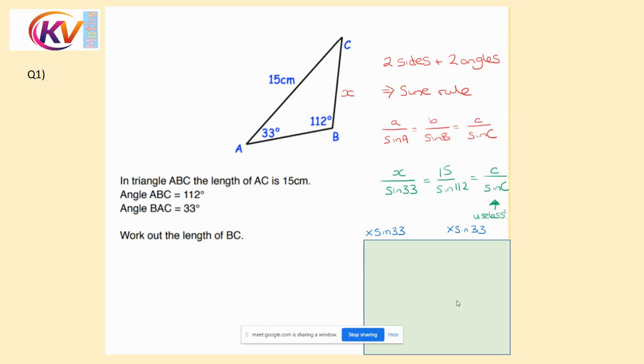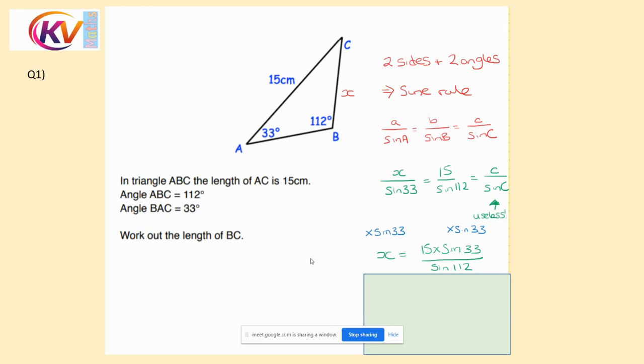So we would need to multiply both sides by the sine 33 because that's what's happening to it at the moment. It's being divided by that. So we're going to multiply both sides by sine 33. Remember, when you multiply by something like that, it goes on the top part of the fraction. Okay, so that's going to give me x equals 15 times sine 33 over sine 112.